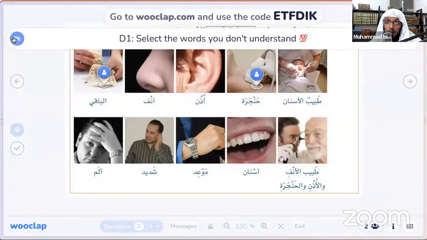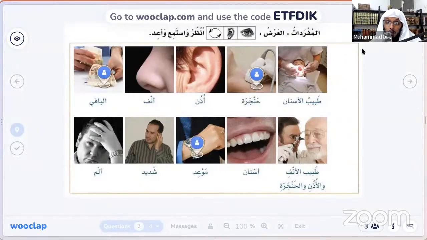الوحدة الخامسة عشرة. الصحة. الدرس 27 بعد 100. المفردات: طبيب الأسنان، حنجرة، أذن، أنف. الباقي: طبيب الأنف والأذن والحنجرة، أسنان، موعد، شديد، ألم.